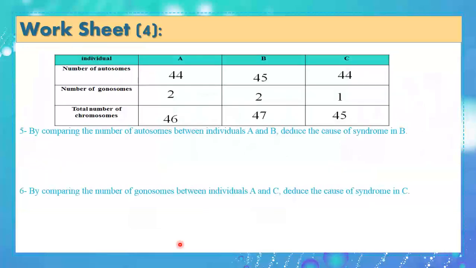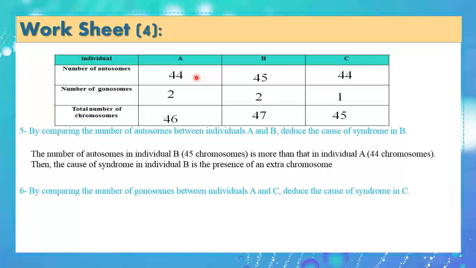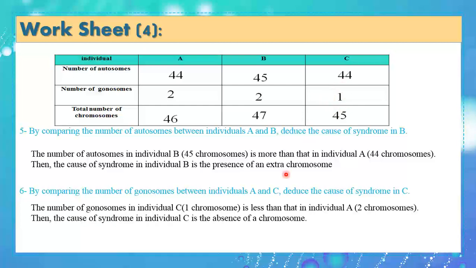Now, let's compare these values in order to find the abnormalities in B and C, starting by comparing the number of autosomes between A and B. You can find here that the number of autosomes in individual B is greater or more than that in individual A. So we can say that the cause of syndrome here in B is that it has an excess in the number of chromosomes. We have an extra chromosome. However, by comparing the number of gonosomes between A and C, you can find that C has only 1 gonosome. So the number of gonosomes is less by 1. So C is abnormal because there's an absence of a chromosome.